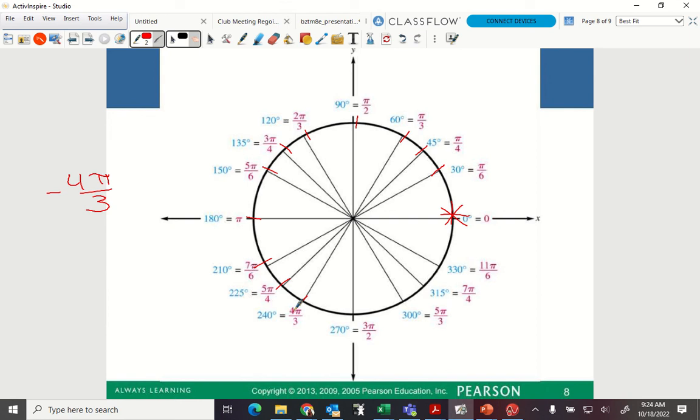So how many steps did I go in the positive direction? 11. So if it's negative, I need to go the other direction. How many steps? Say 11. Okay, because positive 4 pi over 3 is 11 steps, isn't it? So negative 4 pi over 3 should be 11 going the other way. Let's go. So negative is 1, 2, 3, 4, 5, 6, 7, 8, 9, 10, 11. So this is negative 4 pi over 3. This is the easiest way to do these problems.